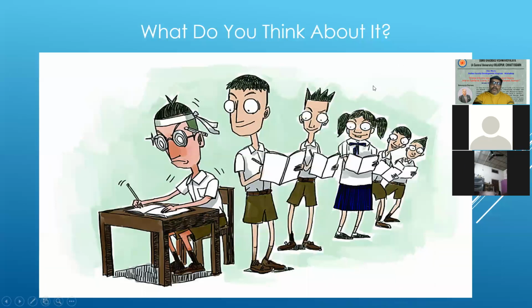Exactly, this is the problem, and we need to understand the importance of avoiding plagiarism. We should avoid it. This is a bad word in research, plagiarism.